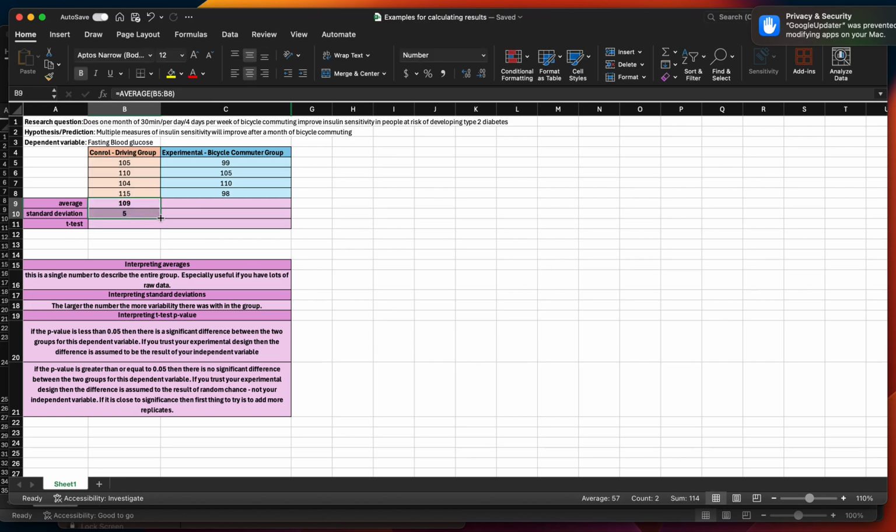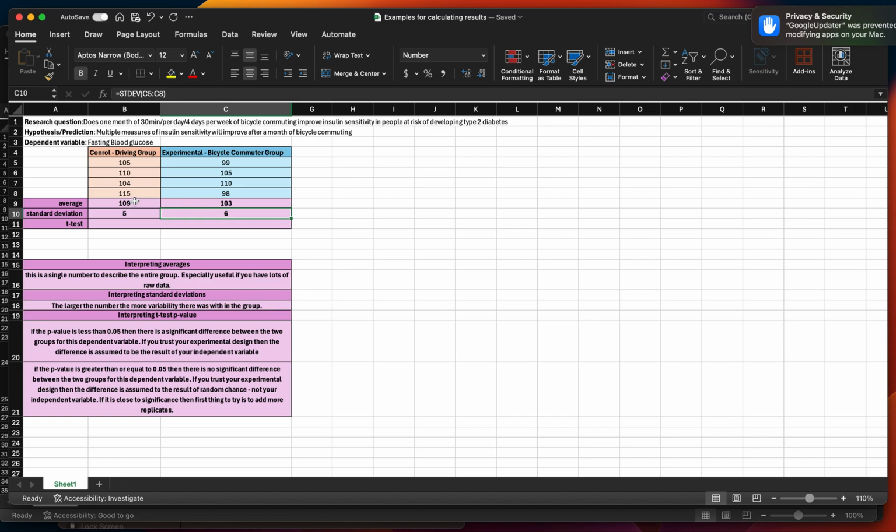Highlight both of those, and you can go to the bottom right-hand corner, click on that little box, and drag it over to the 2 cells underneath the bicycle group. You can do it again by hand, equals average and select your numbers, equals standard deviation and select your numbers, but this is a nifty trick that does it automatically. It's saying copy the formula over, but keep the reference relative.